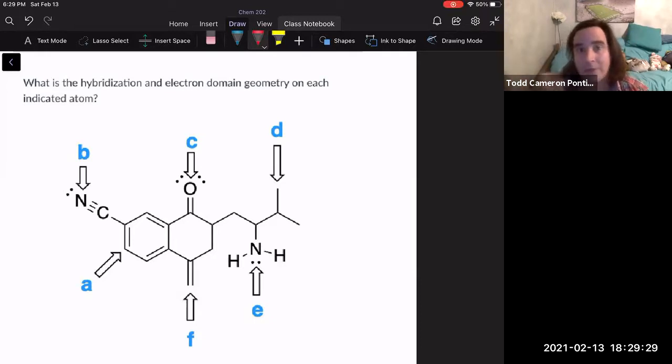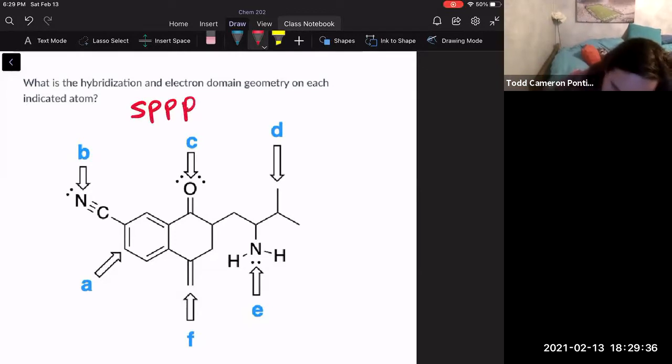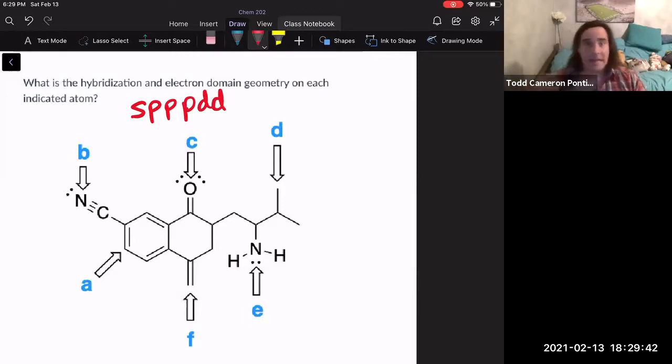We're going to write out s, p, p, p, d, d. And the d's are not necessary. We're not going to see anything that's sp3d hybridized or anything like that. We're only going to invoke s orbitals and p orbitals in hybridization in this class, but it's more fun to say the whole thing.